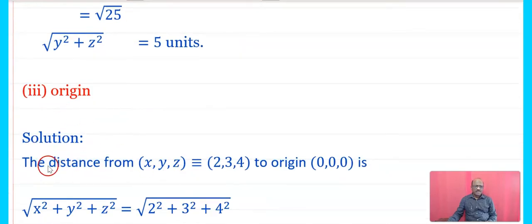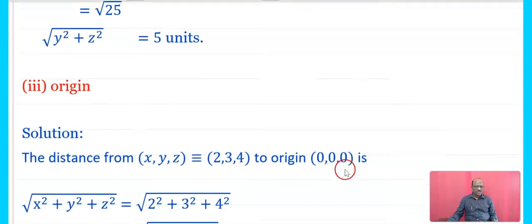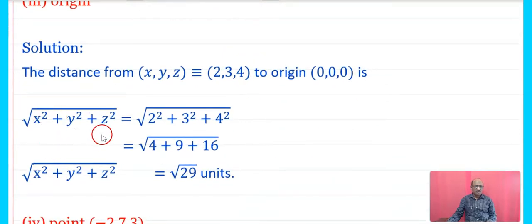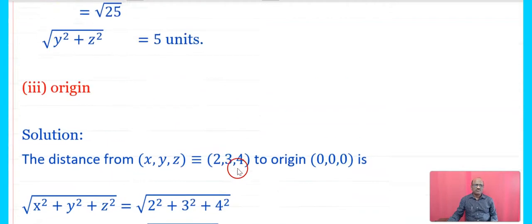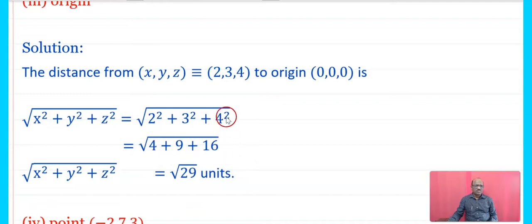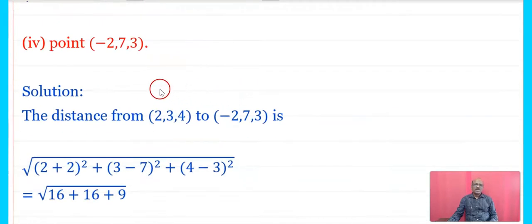From the origin, the distance of the point x, y, z, here the point is 2, 3, 4, to the origin, that is root of x square plus y square plus z square, that is 2 square plus 3 square plus 4 square, that is 4 plus 9 plus 16, and that is equal to root of 29. Therefore root of x square plus y square plus z square is equal to root of 29 units, which is the distance of the point 2, 3, 4 from the origin.